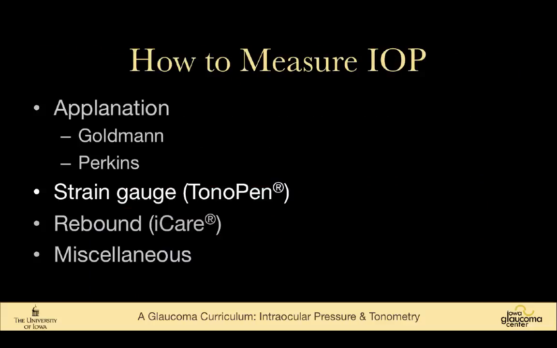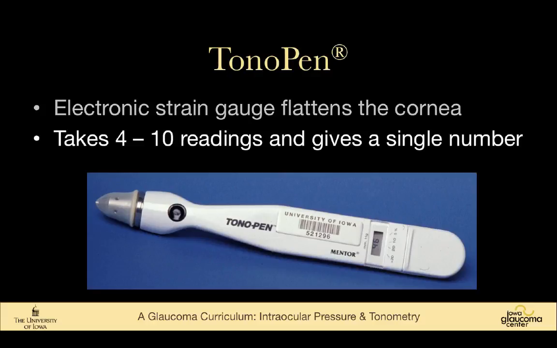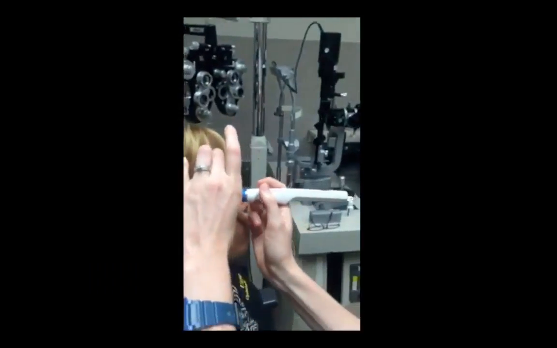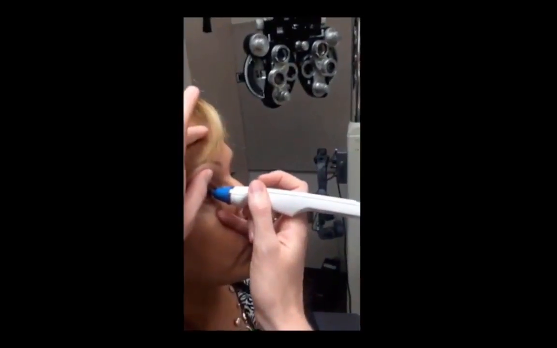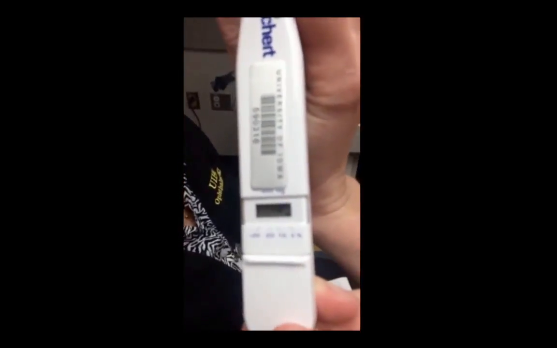The strain gauge, or Tonopen, uses an electronic strain gauge to flatten the cornea. It takes 4 to 10 readings and yields a single number. You can see 46 there. Very fine chirping as the results are taken, and then the intraocular pressure is measured.